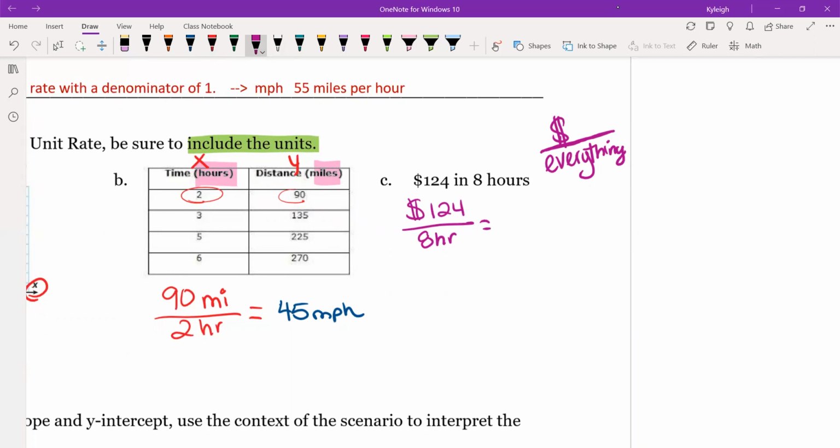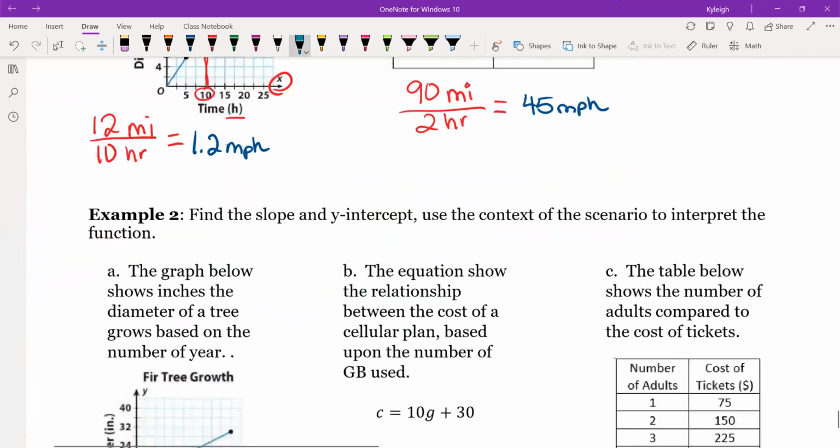So do 124 divided by 8. And when you do that, you should get 15.5, right? But that's technically our money. So money is 2 decimal places. So you'll have to add your 0 at the end to make it 50. So it's $15.50 per hour. So pretty much just make sure you have the label.